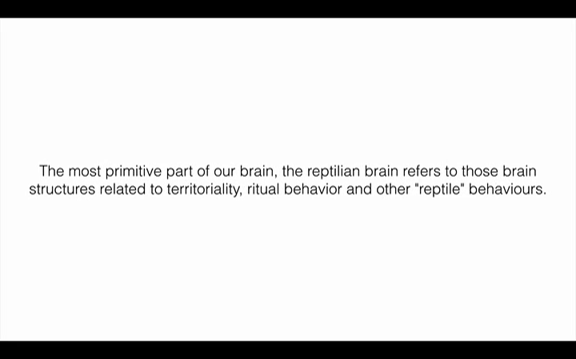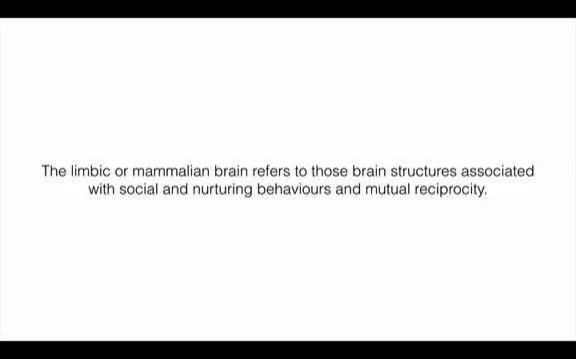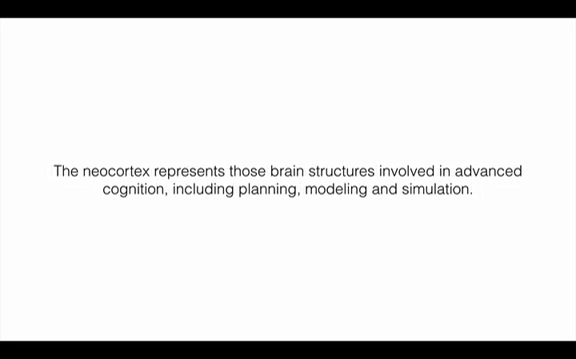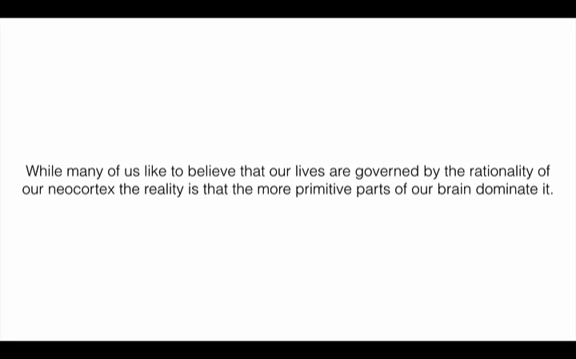The most primitive part of our brain, the reptilian brain, refers to those brain structures related to territoriality, ritual behaviour, and other reptile behaviours. The limbic or mammalian brain refers to those brain structures associated with social and nurturing behaviours and mutual reciprocity. The neocortex represents those brain structures involved in advanced cognition, including planning, modelling, and simulation. While many of us like to believe that our lives are governed by the rationality of our neocortex, the reality is that more primitive parts of our brain dominate it.